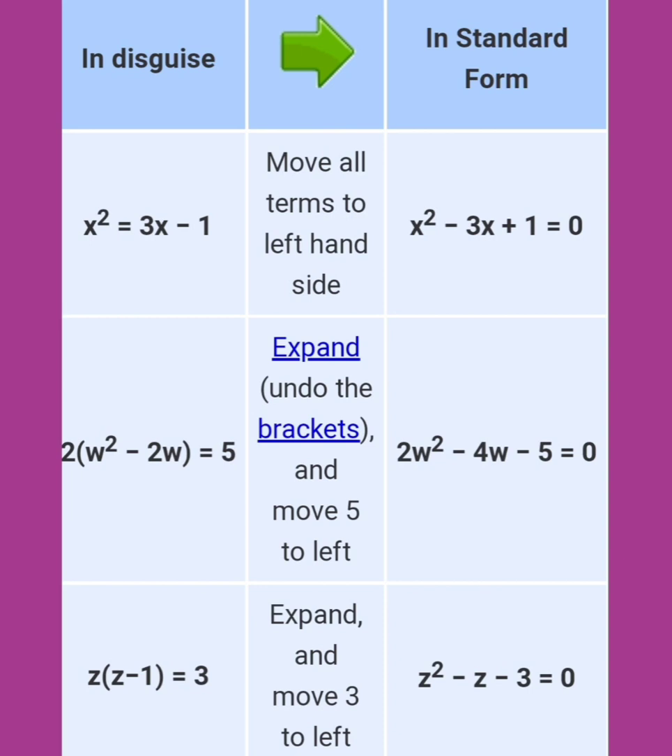So this is a way when you are having the quadratic equation in disguise, you have to convert them into standard format so that you can apply the quadratic equation solution formula to get the solutions.